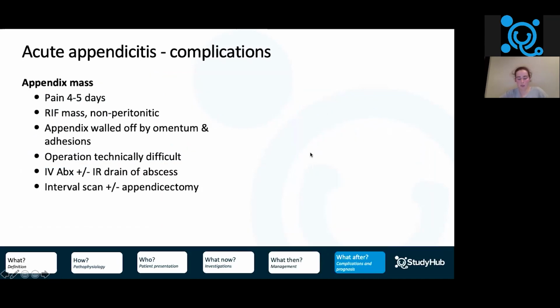So appendix mass is a possible complication of acute appendicitis. These are patients that often present a bit later, maybe after 4 or 5 days of pain. On examination, they have a right iliac fossa mass, and they tend to be reasonably well. This is because the appendix has been walled off by omentum and adhesions. To operate at this stage is technically very difficult. So we tend to treat these patients with antibiotics, pursue radiologically guided drainage of any abscesses, and then we bring them back in about 6 to 8 weeks for an interval scan, and we may take their appendix out at that time.